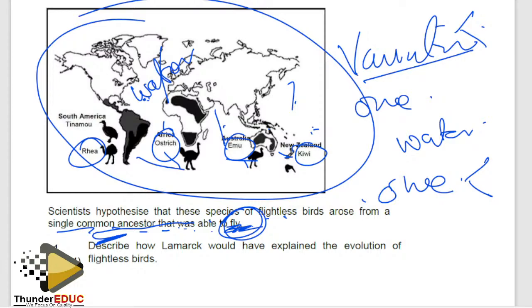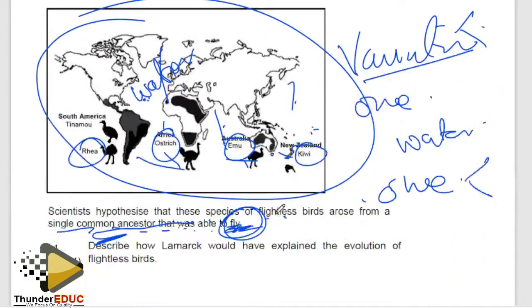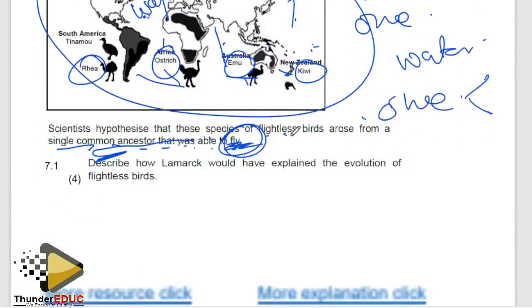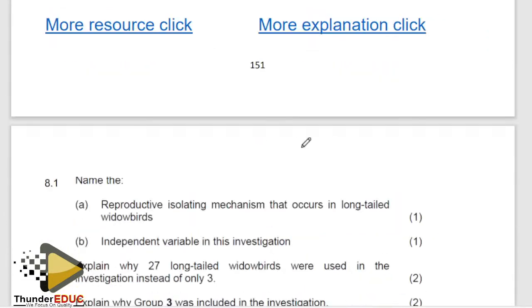Guys, let's go to the next question. I think I'm clear there. Natural selection is covered, and speciation is also covered. Don't make the mistake of describing speciation without telling us what made them separate. Don't go to the paper without knowing.